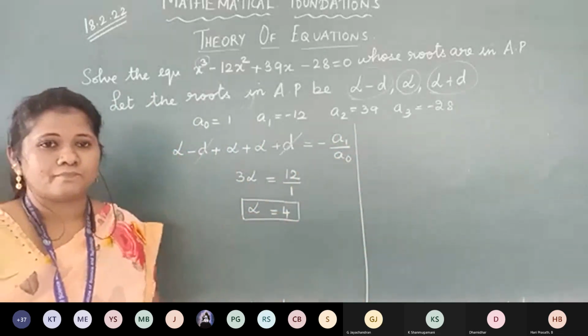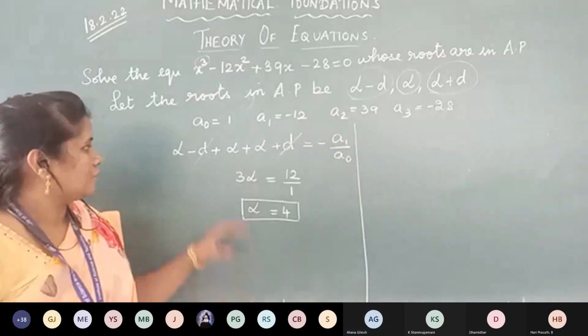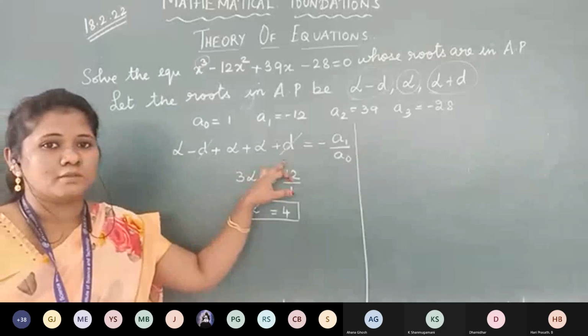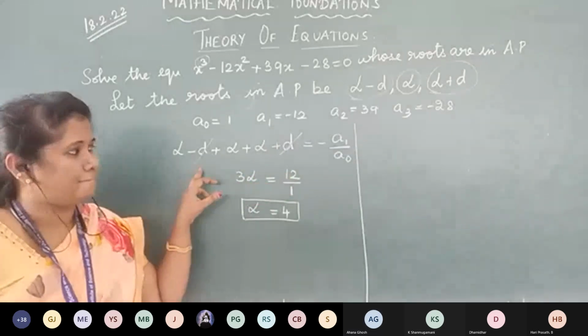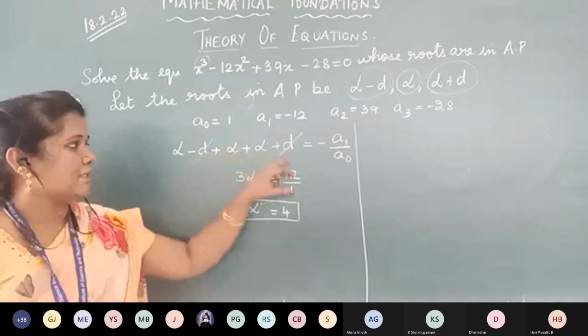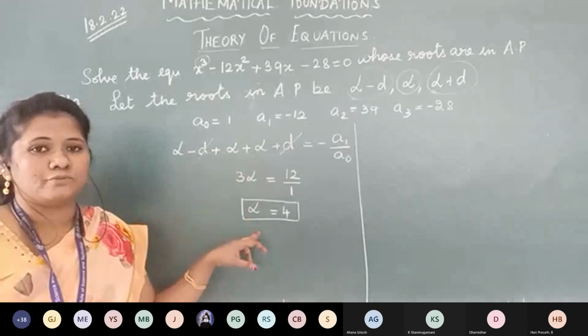Ma'am, but one d will be remaining, no ma'am? Which d? This d is getting cancelled. Ah, okay. Very good. So your d is getting cancelled, and you are left with only alpha. So you are getting 3 alpha, and alpha is equal to 4.